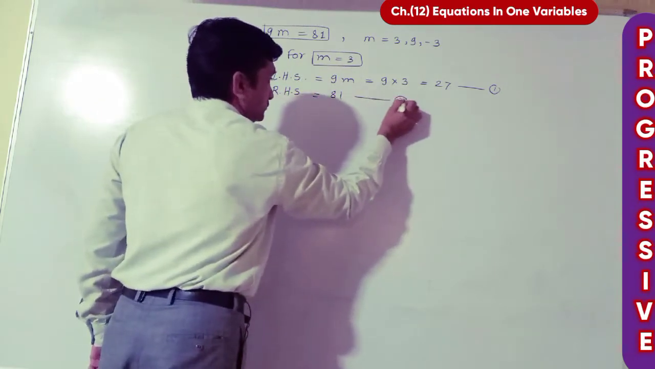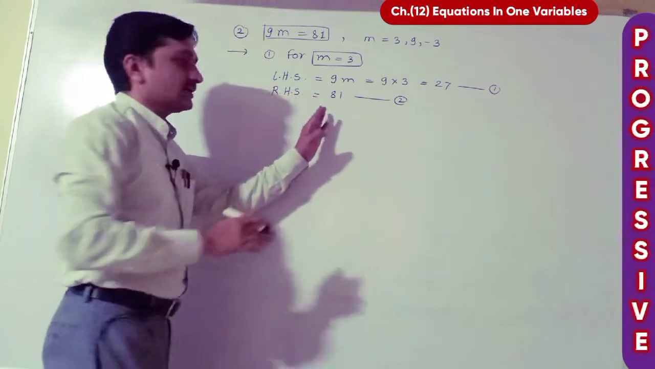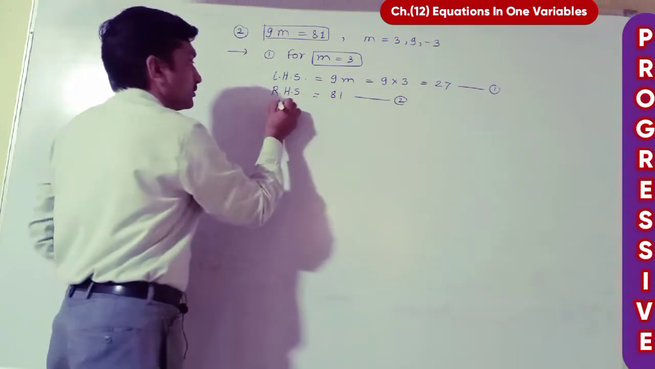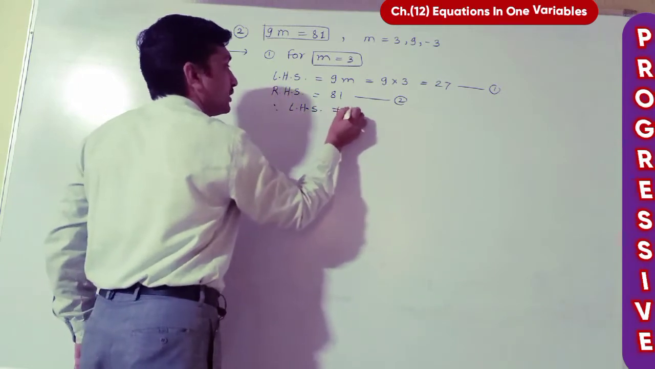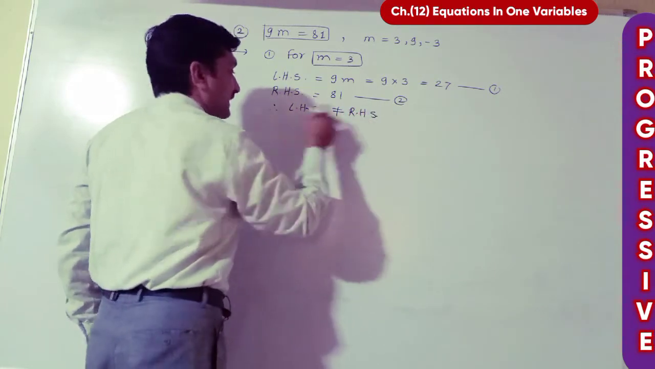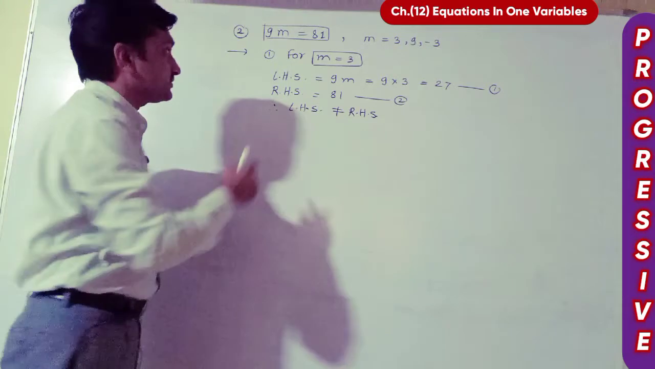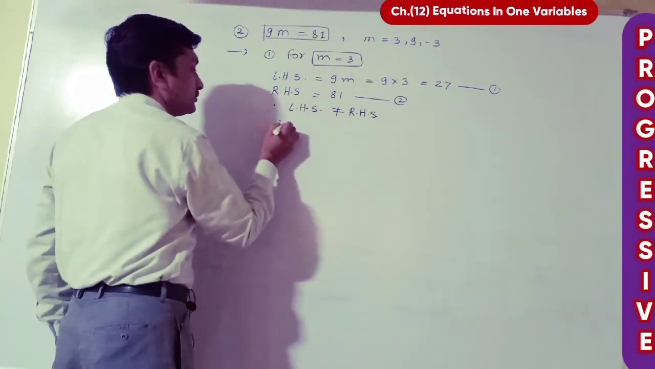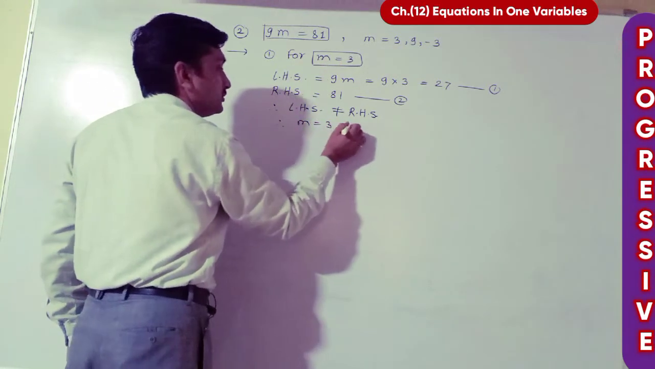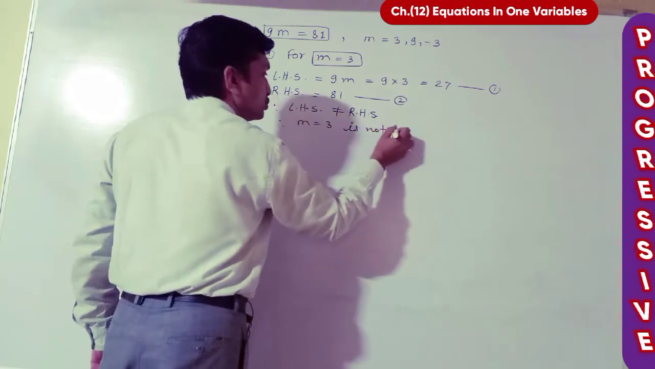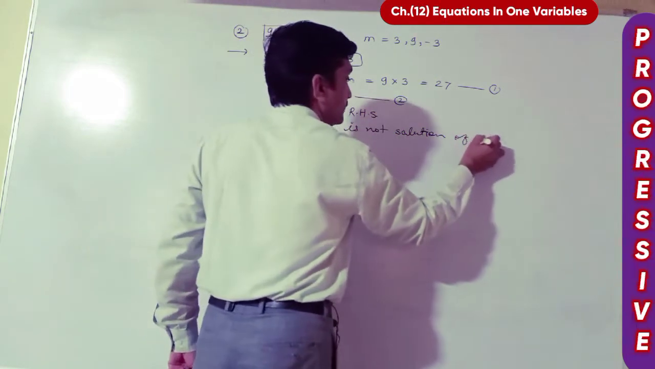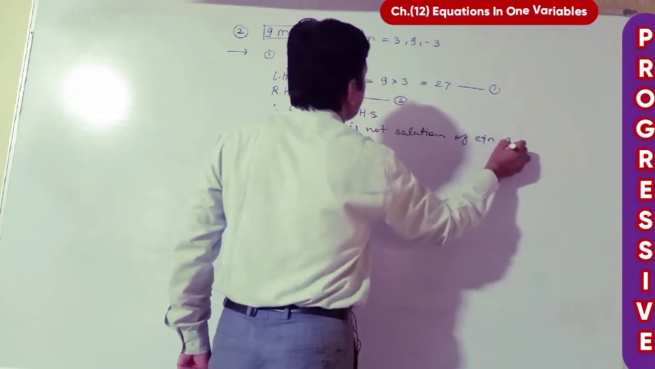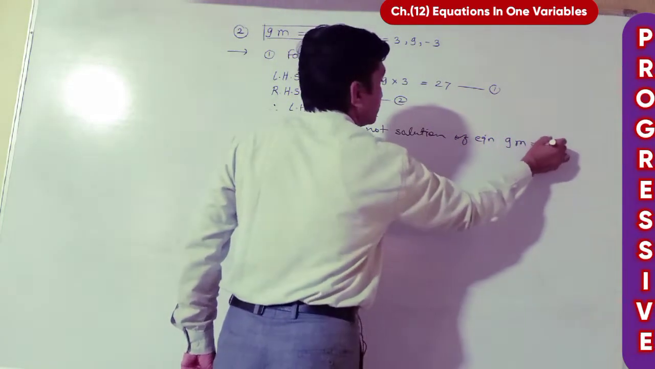Number 2, the left hand side and right hand side are not equal. Therefore here LHS is not equal to RHS. And as LHS is not equal to RHS, m is equal to 3 is not a solution of the equation 9m is equal to 81.